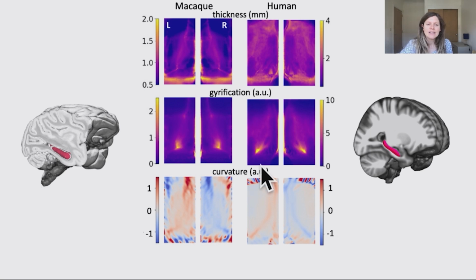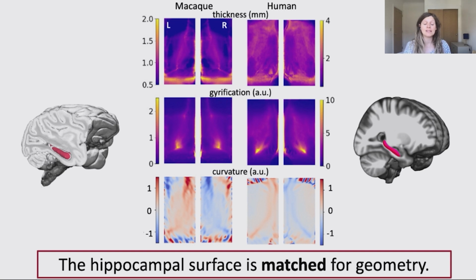For example, you can see here a hotspot in the gyrification map in the human that represents the point where the head of the hippocampus curls upwards. And the equivalent point in the macaque brain is represented in a very similar location. So what this means is that this surface and the flat map space is matched for geometry. It also means that every point in this map in the macaque is directly equivalent to the same point in the human.